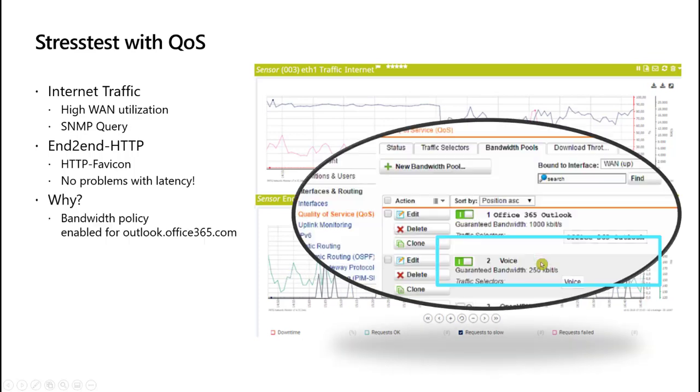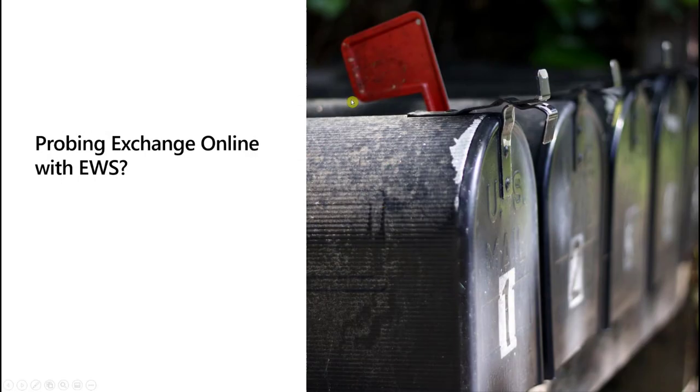Everything looks fine. And the reason for that is we were able to deploy a bandwidth guarantee for HTTPS for Outlook traffic. So that means this small bandwidth here, these 10%, is not used for the full load, because Outlook traffic is filling up this bandwidth.